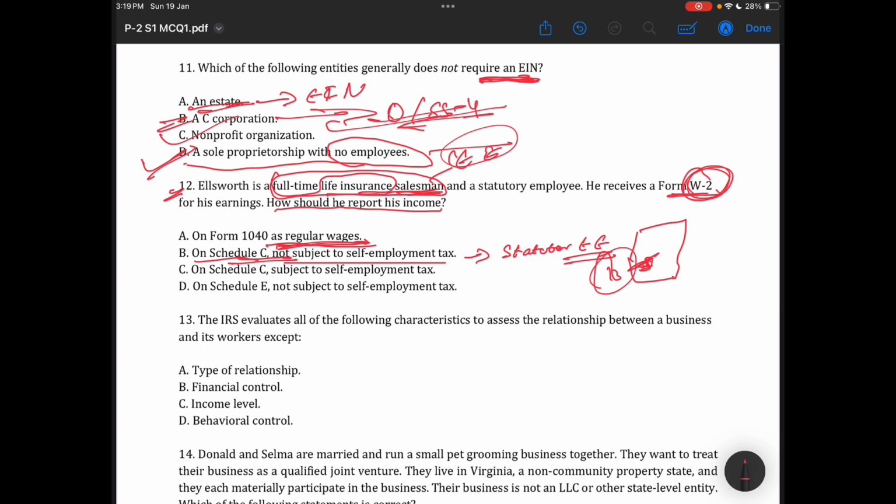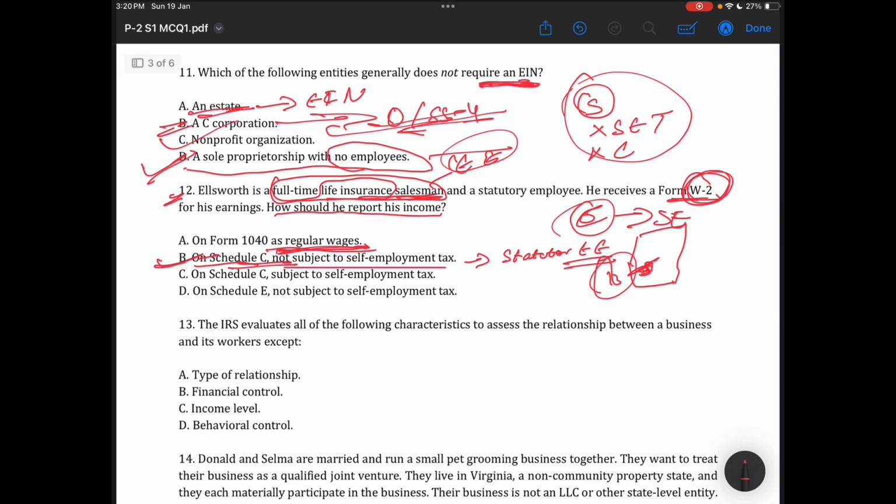So the correct answer is B, because he is a statutory employee and not subject to self-employment tax, and he will report his income in Schedule C. The three points: statutory employee, not SE income, not subject to SE tax, and report the income in Schedule C. So please go through the bullet points of Schedule C, and go to the definition of statutory employee who need to report their income in Schedule C, because it's an important concept from unit 1.